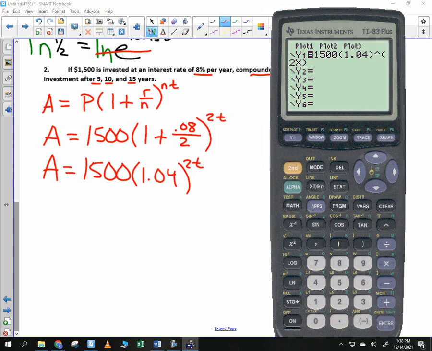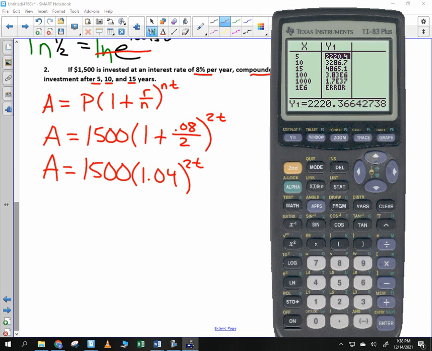Good? Now I go to my table. And I want to check it for 5, 10, and 15 years. I go 5, I go 10, and I go 15. And notice it computes those values for me very quickly. And if you actually highlight the value, it'll give it to multiple decimal places.